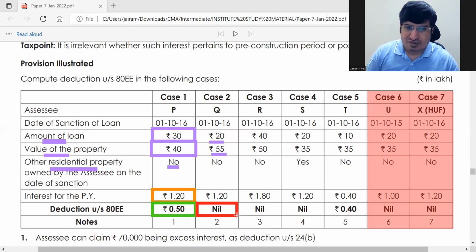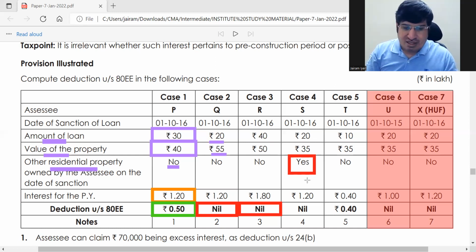Okay. The third case, okay, this is 50,000 fine. Okay, up to 50,000 fine. This is above 35,000. Correct. Hence, this is straight away nil. Nil means no deduction under this section. Case 4 is 2035 is fine. But what is this? He has other residential property on the date of sanction. So this section will not apply. Okay. So which is why this is also nil.